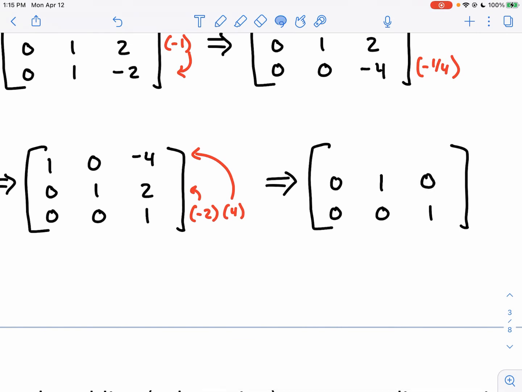Now let's do the second row operation, doing the 4 times row 3 and adding it to row 1. 4 times 0 and add to 1. Stays 1. 4 times 0 and add to 0. Stays 0. And then finally, 4 times 1 and add it to negative 4 gives me a 0 up there.